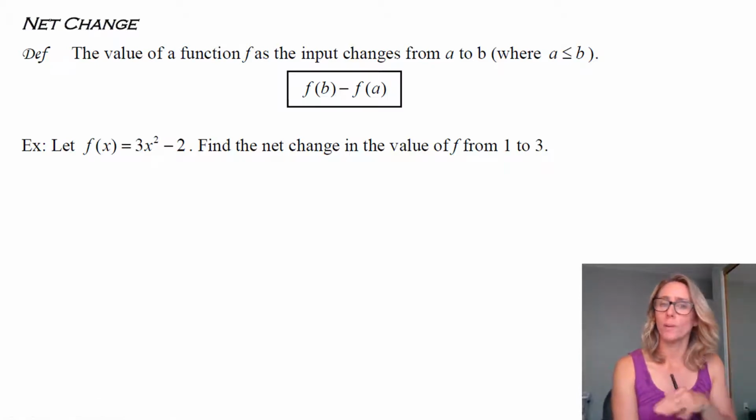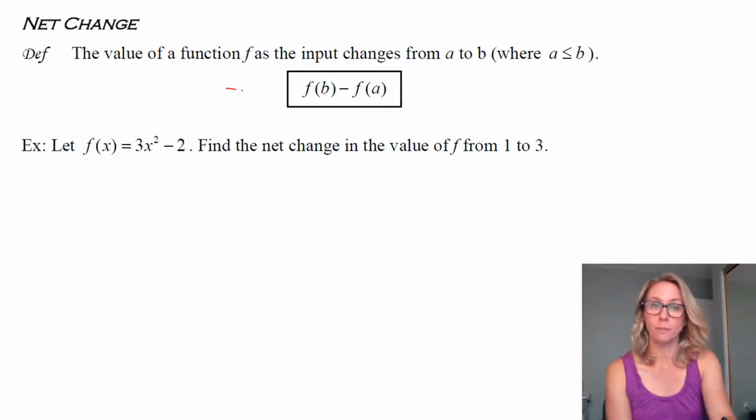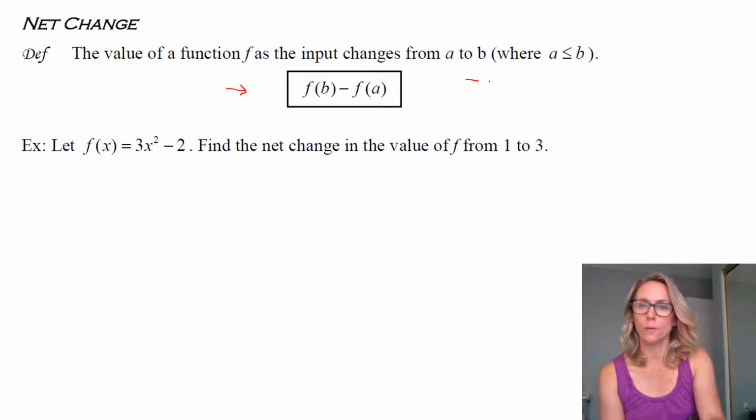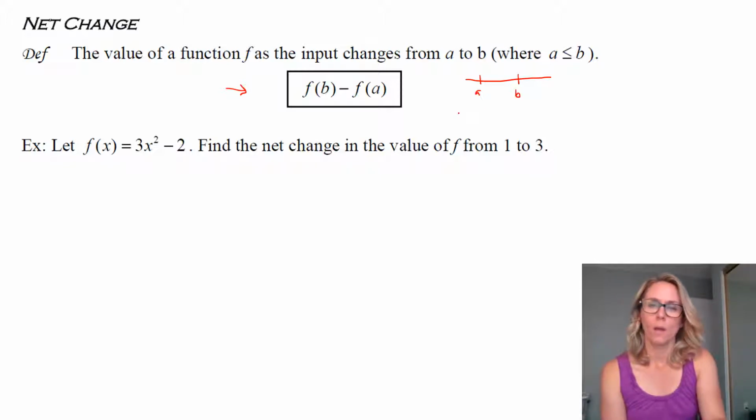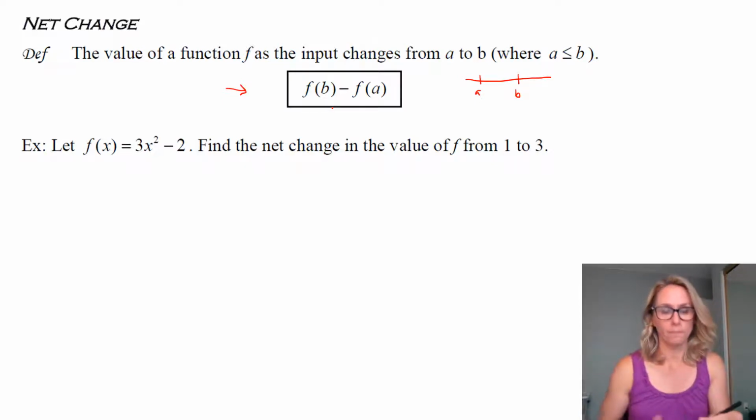Okay, so a little bit more of section 2.1, we've got net change. Net change, fairly straightforward. As you can see, the definition of net change is right here. It's basically just saying that if you have two values where a is less than b, so kind of picture a number line, a is less than b, then the net change is just finding the function value at b and subtracting the function value at a.